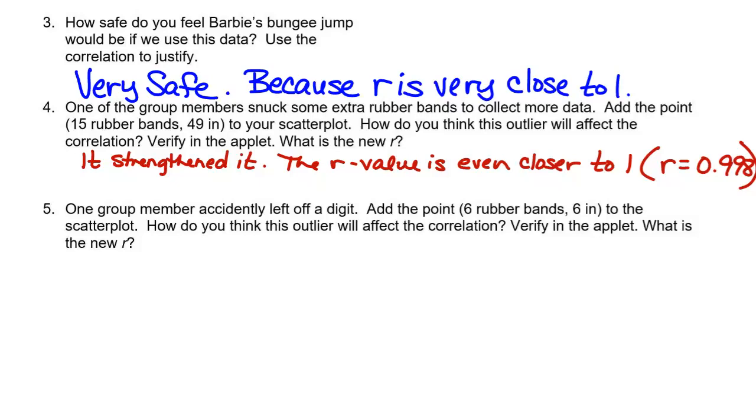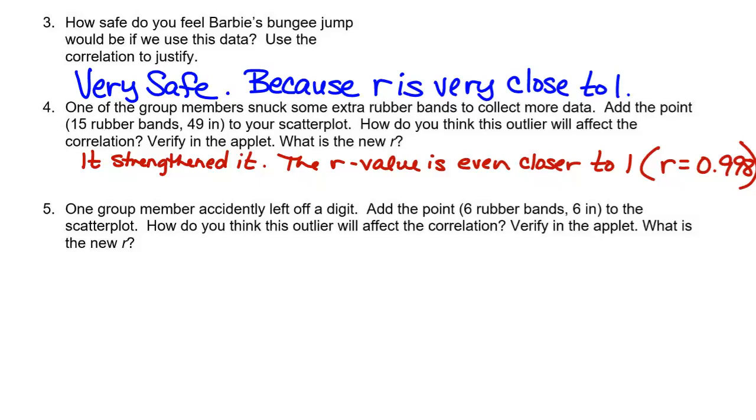Do you guys remember yesterday when we talked about DUFS and describing those linear relationships? What did the U in DUFS stand for? Hold on, let's run through it again. What was D? Direction. What was U? Unusual features. What was F? Form. What was S? Strength. Okay, so let's practice using that here.